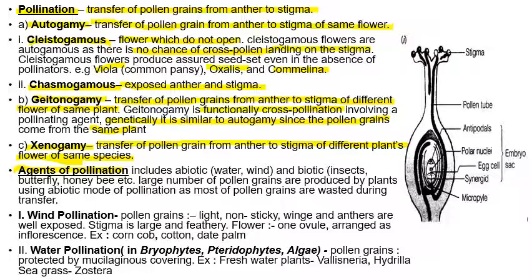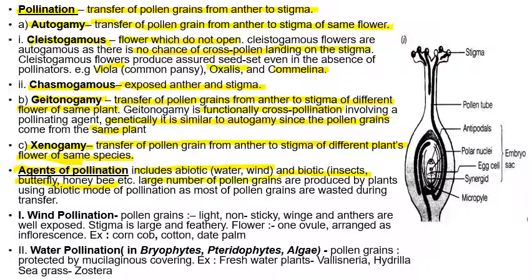Now, the agents of pollination mean the medium or the creatures that help in the transfer of pollen from anther to stigma. This may include abiotic factors and biotic factors. Abiotic factors like water and wind can help in pollination, and biotic factors like insects, butterflies, honey bees, and also a large number of animals may help in pollination.